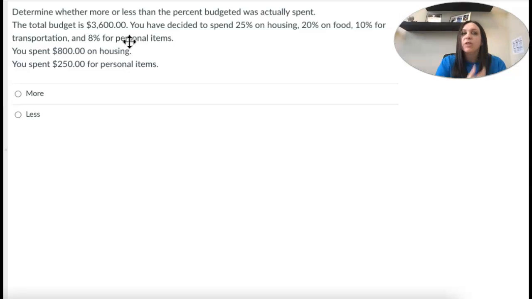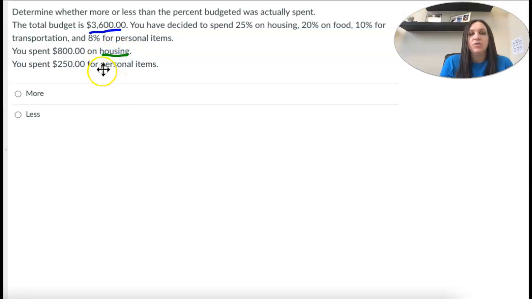All right, determine whether more or less than the percentage budgeted was actually spent. So our total budget is $3,600, and this breaks down the budget: 25% on housing, 20% on food, 10% on transportation, and 8% for personal items. So we spent $800 on housing and $250 on personal items, and it's asking, was that within our budget?